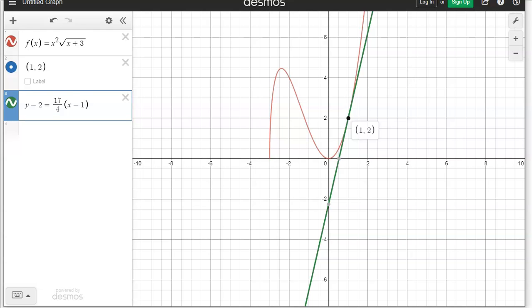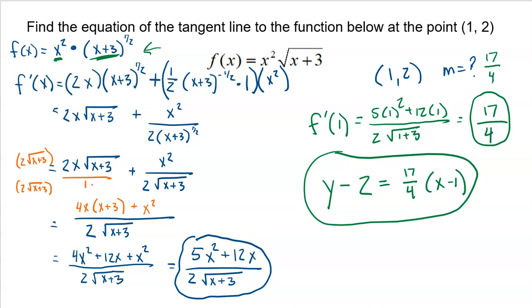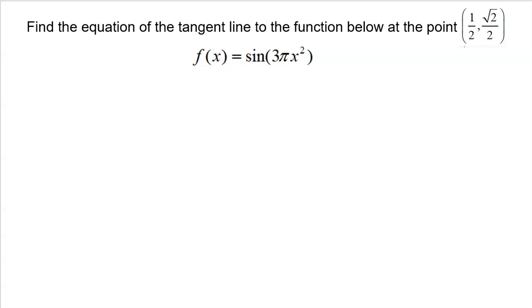Pretty cool problem. The derivative is definitely a doozy, but once you get past that, actually finding the equation of that tangent line is very, very simple. All right, let's do one more of that type.